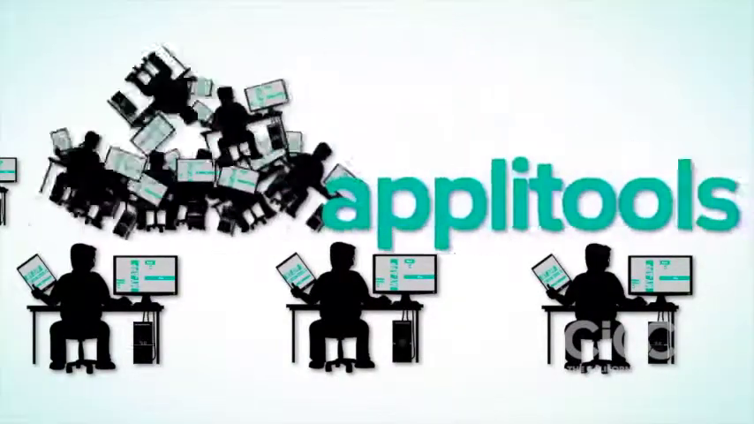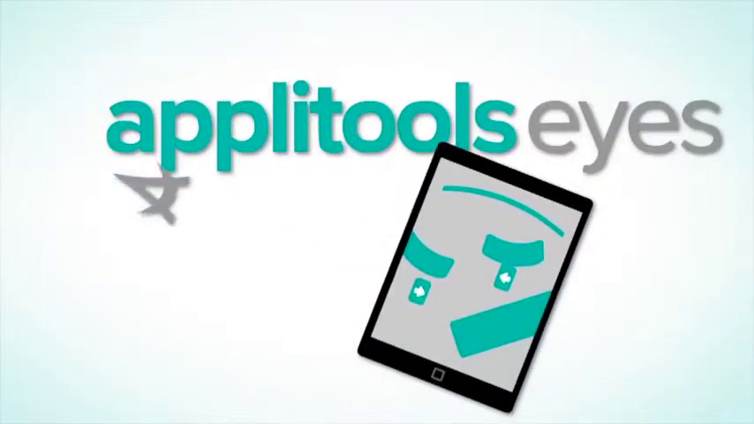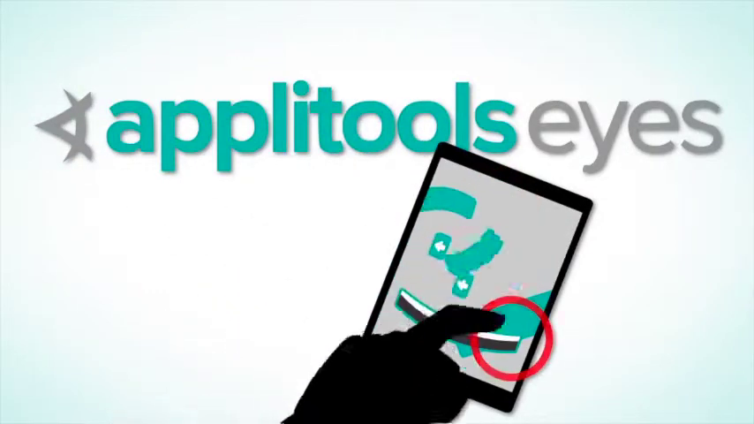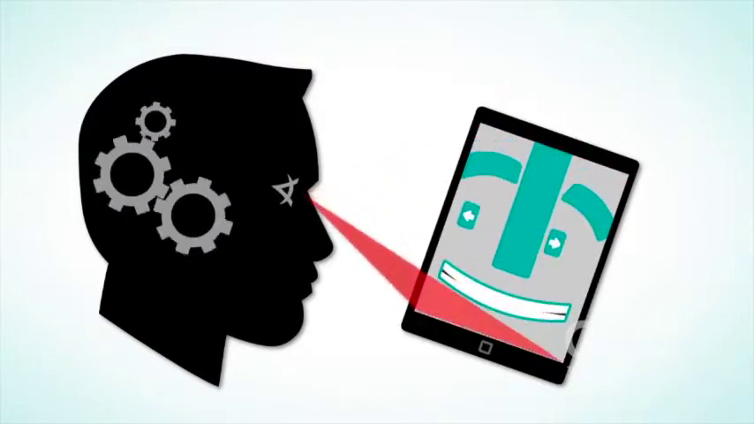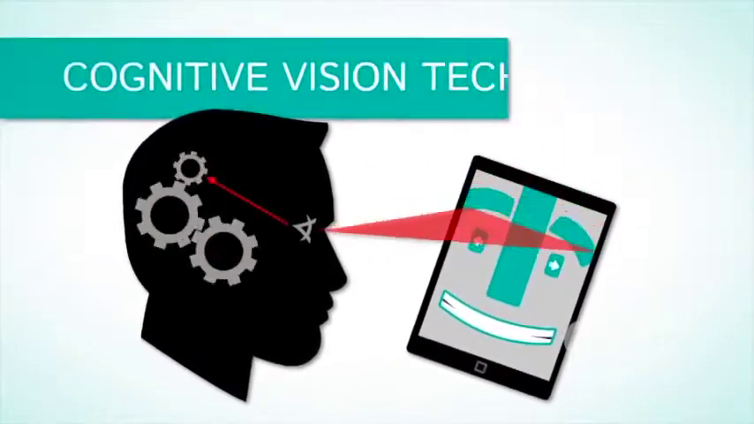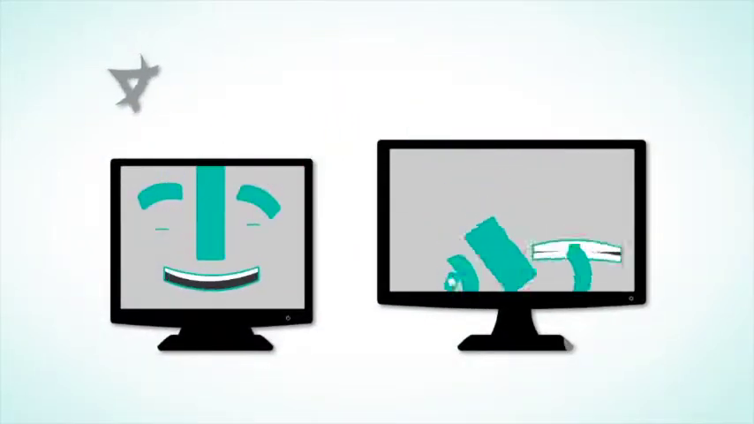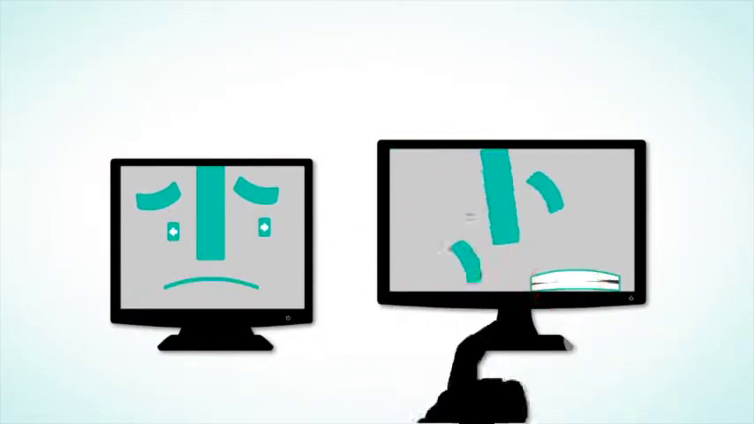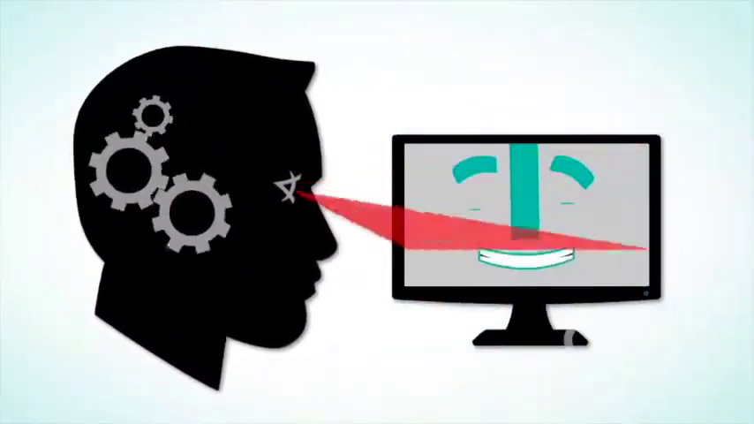Applitools has come up with a revolutionary solution to the problem. Applitools Eyes, the first automated software testing tool that tests your application like a manual tester does, only much faster and more accurately. Applitools Eyes uses a revolutionary cognitive vision technology that makes it completely different from any existing testing tool. Applitools Eyes detects any visual difference between two screen displays and can replace hundreds of lines of testing code with one smart visual scan.